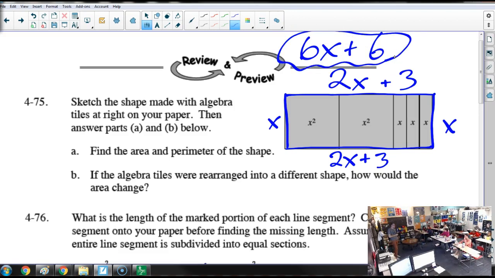Now the area is the easier part of this. How many x squareds? 2. Yeah, because if x gets bigger, that area space gets bigger. And how many x's? So 2x squared plus 3x. If you don't have the squared on the x, it is not correct.